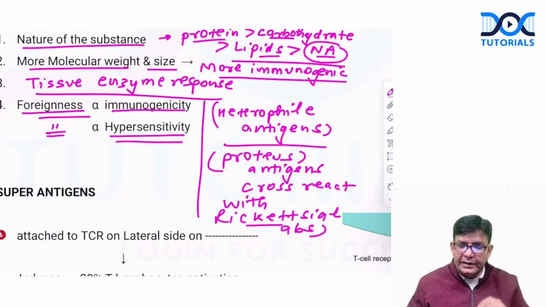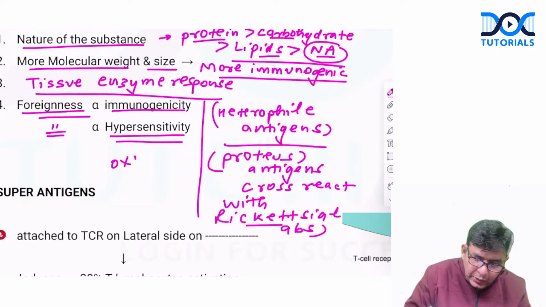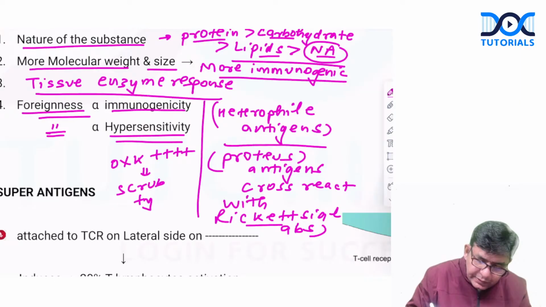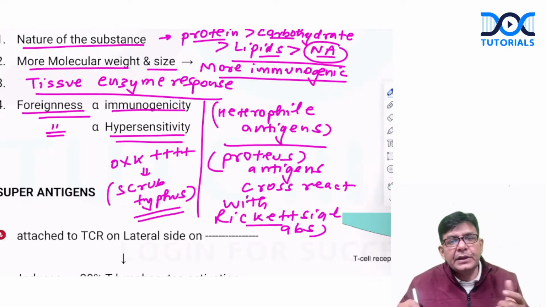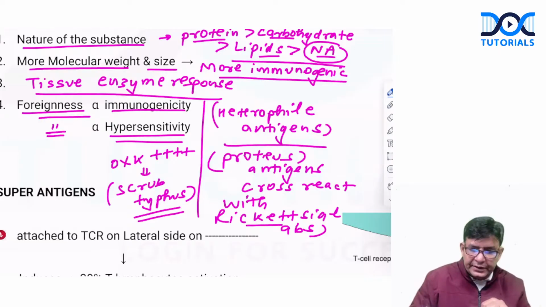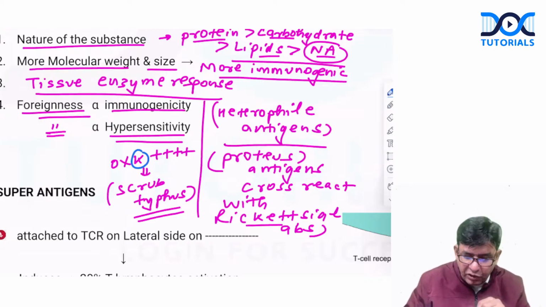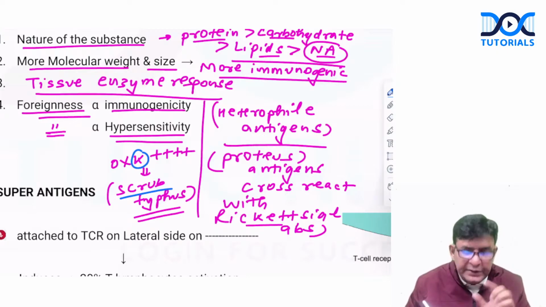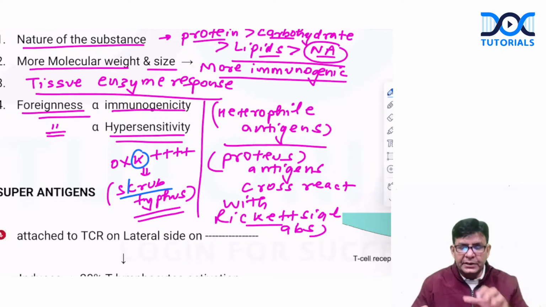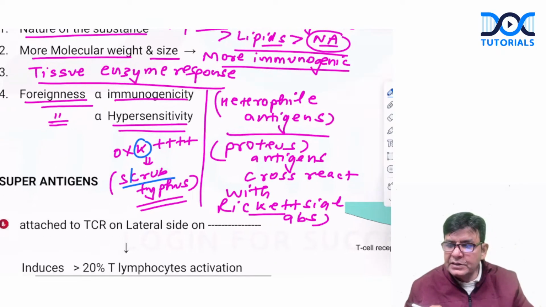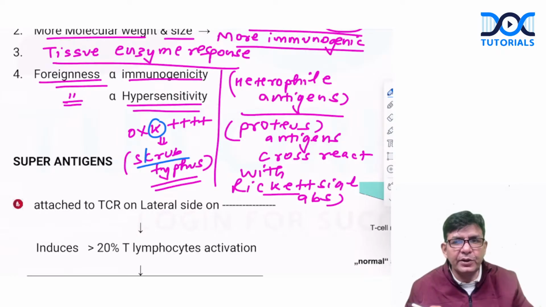And that's why the famous example, OXK, is strongly positive for which disease? Scrub typhus. OXK is a Proteus antigen and it is strongly positive for this rickettsial disease, scrub typhus. Remember it like this: K for scrub. OXK is strongly positive for scrub typhus. Remember this point also, guys.